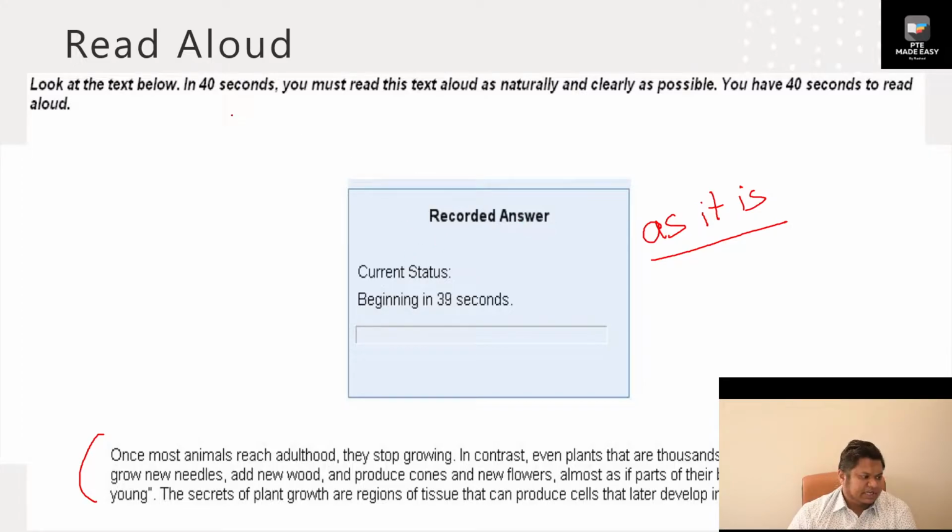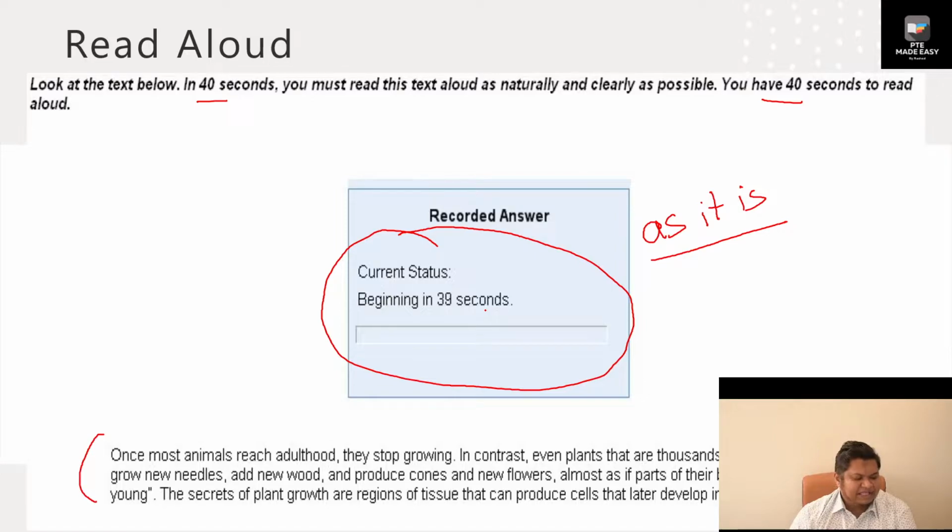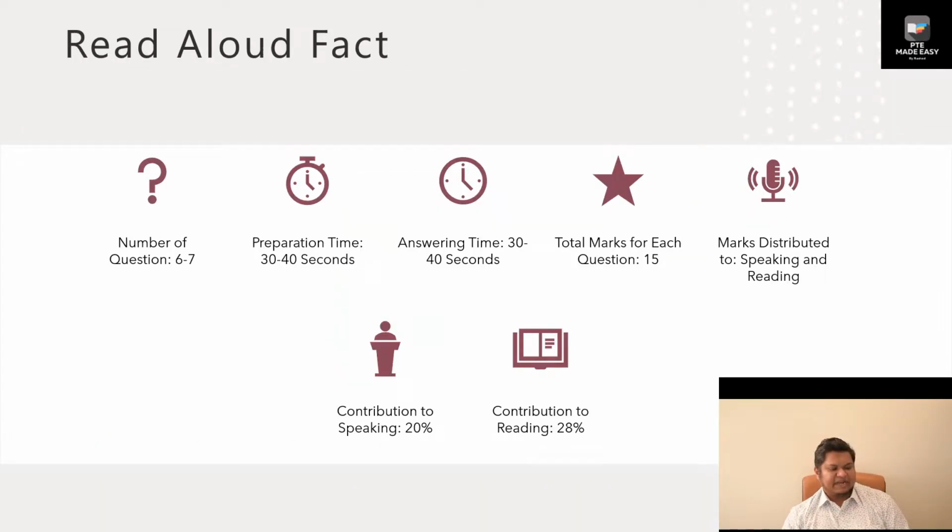To answer this question, you'll be given a preparation time as well as answering time. This is what we call the recording status box. As you can see at the moment, it says beginning in 39 seconds. That means your preparation time is going on. Once that is finished, the status box will change to recording, and that's when you answer your question. On the bottom right-hand side corner, there will be a next button which you need to click once you finish recording your answer.